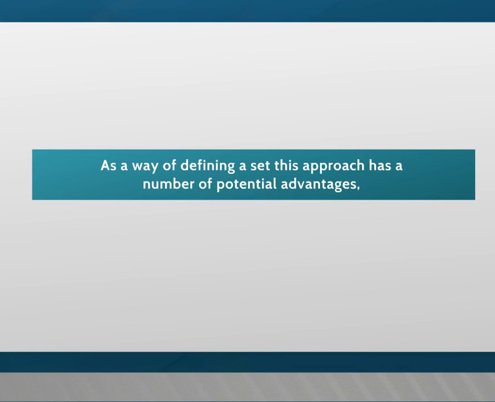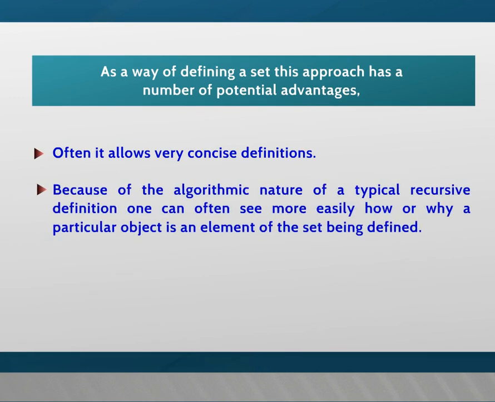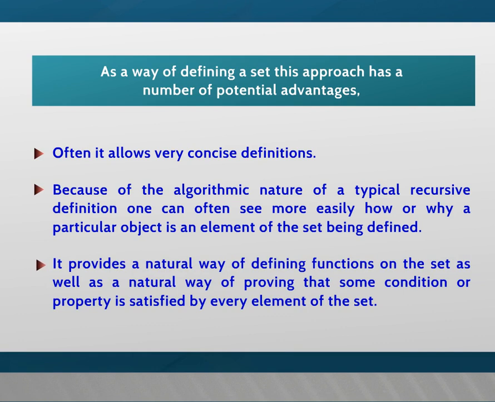As a way of defining a set, this approach has a number of potential advantages. Often, it allows very concise definitions. Because of the algorithmic nature of a typical recursive definition, one can often see more easily how or why a particular object is an element of the set being defined. It provides a natural way of defining functions on the set as well as a natural way of proving that some condition or property is satisfied by every element of the set.